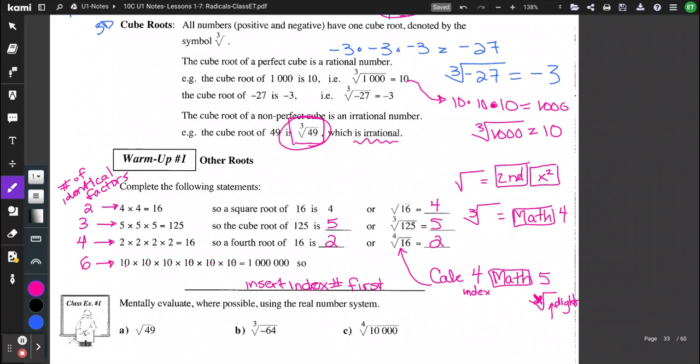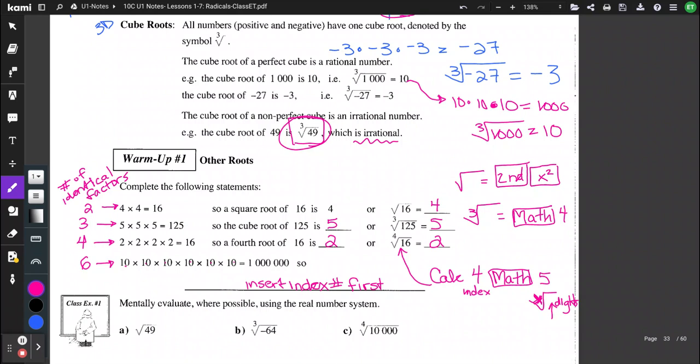So everybody give that a try. I want you to type the index of 4. So type 4, math, 5, and then type your digits, 16, enter. You should get 2, because we're doing the 4th root of 16.